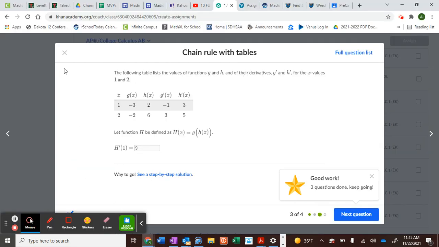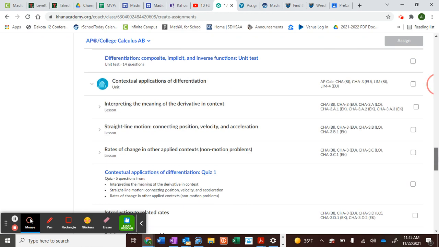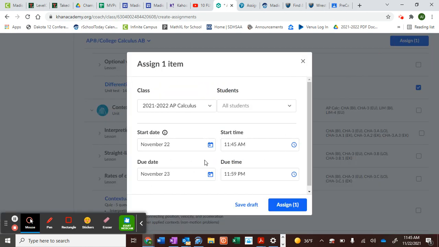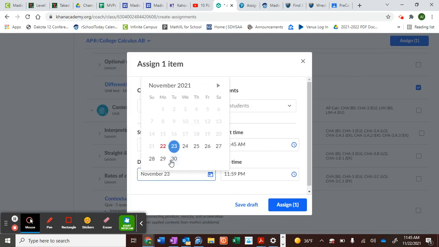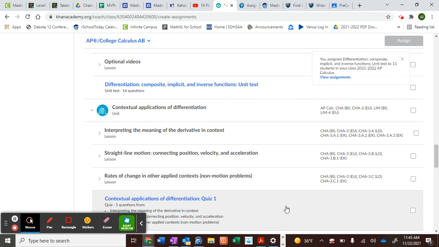All right, here we go. Boom, boom. Hey, sorry. Unit test, boom. Assign how many questions? 14. To next Monday. There's only 14, so you should be able to get it done today.